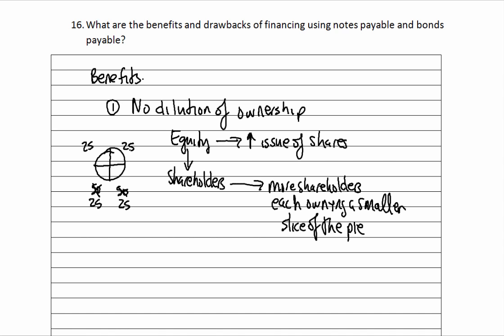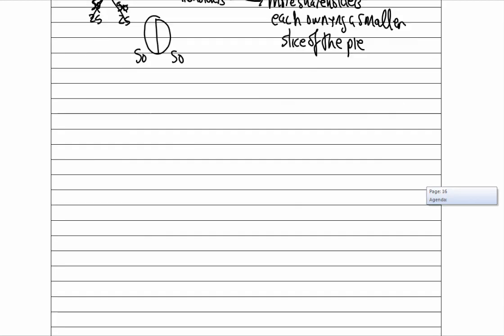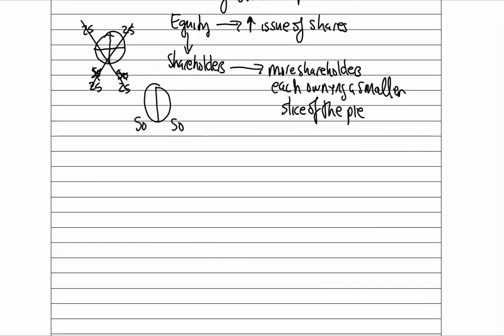But, let's go back to this. Two owners, 50%, 50%. Now I issue debt. Any impact on the ownership? Nada. So that's what they mean when they say no dilution of ownership, right? The owners still own the same percentage before and after the debt was issued. No impact. Okay. So, second thing.